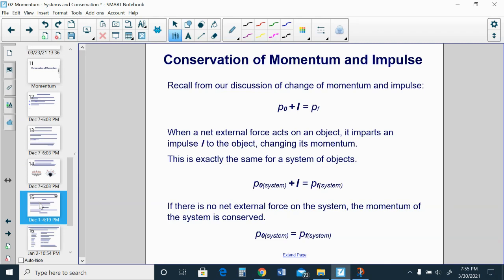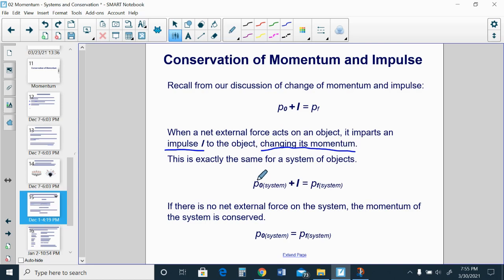Last lesson, we talked about change of momentum and impulse. Impulse is that change to the initial momentum, resulting in a final momentum. So when a net external force acts on an object, it imparts an impulse to the object, changing its momentum. This is exactly the same for a system of objects.